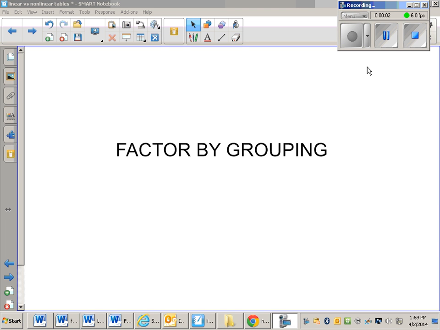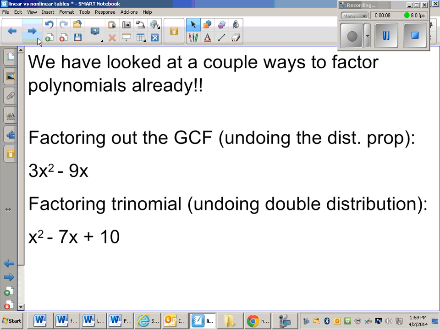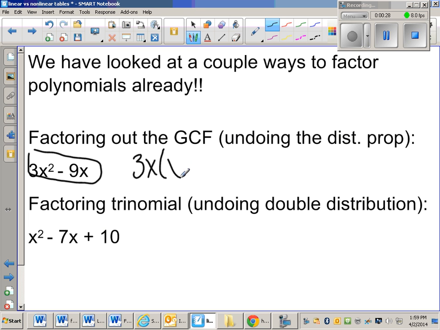This video is to help you learn how to factor by grouping. So we have already looked at a couple ways to factor polynomials already. We learned how to factor out the GCF, which stands for the greatest common factor, which is like undoing the distributive property. So for this binomial right here, the greatest common factor is 3x, and then you'd be left with x minus 3 on the inside.